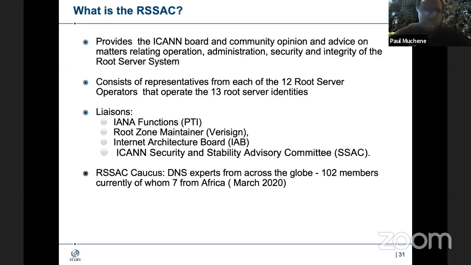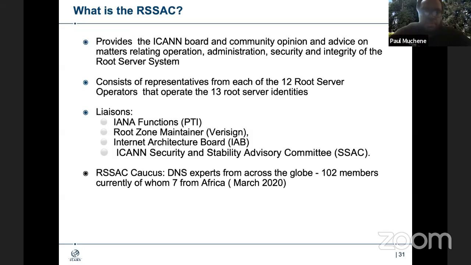So SSAC is made up completely of technical experts who are very proficient in security, especially of DNS, cybersecurity, and any issue that will affect the domain name ecosystem and the identifiers. So they too have a stake in the RSSAC as liaisons. But I'd like to mention something that happened around 2015: the RSSAC opened up its activities to DNS experts from across the globe.